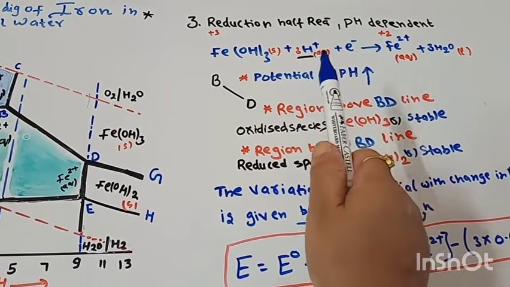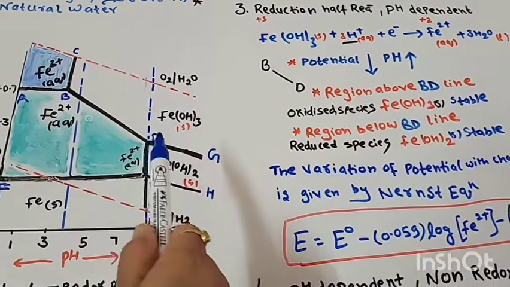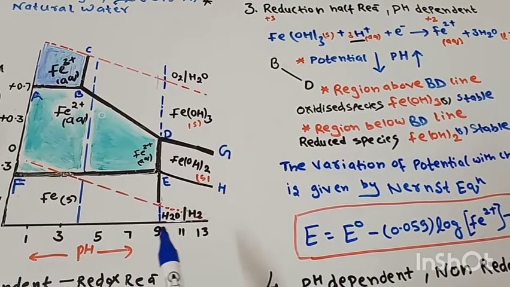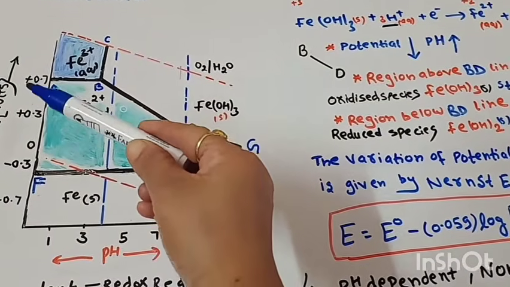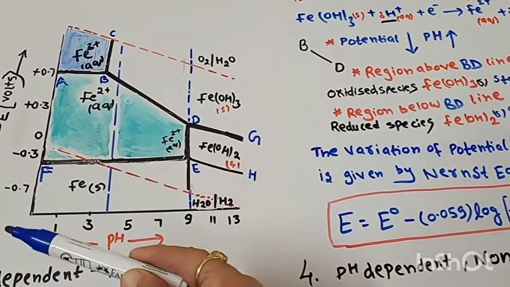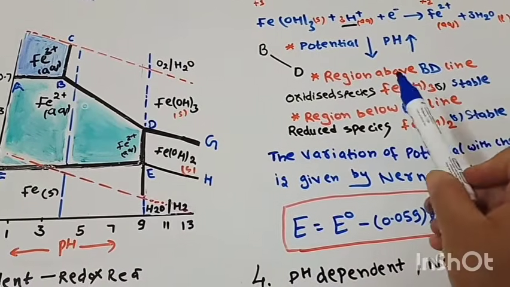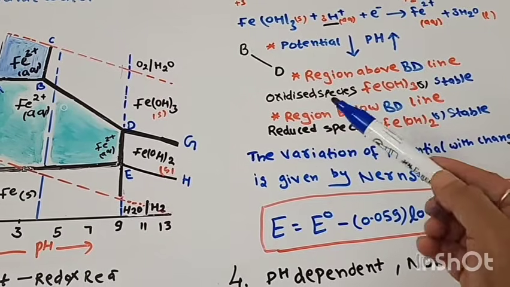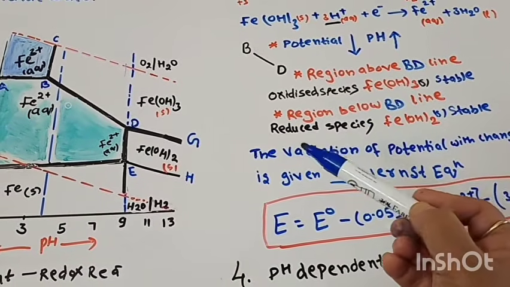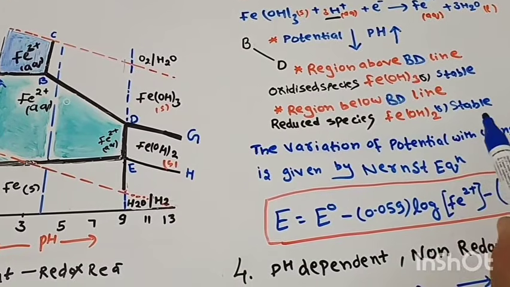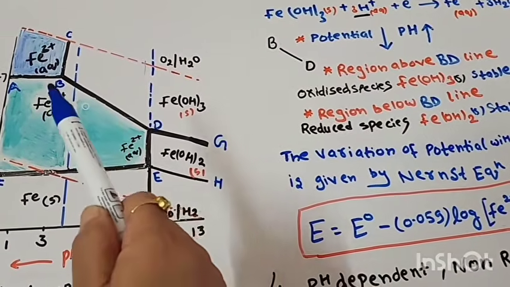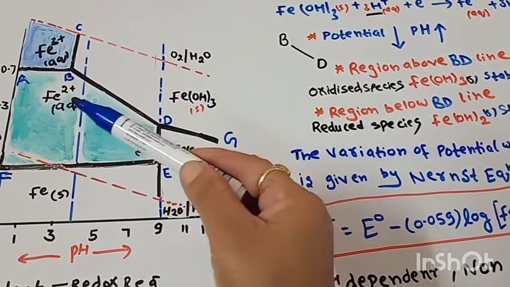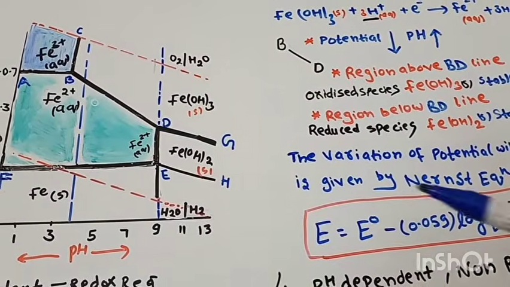and we can see this reaction along the line BD, that is our diagonal line, and in this region we can observe one thing: our pH value is increasing, and our reduction potential value comes down, meaning it is decreasing. So in the region above this BD line, the oxidized species, our ferric hydroxide, will be stable, and in the region below the BD line, our reduced species, that is our ferrous hydroxide, is stable. You can see here, above this BD line our ferric hydroxide will be more stable, and below this region our ferrous hydroxide species will be more stable.